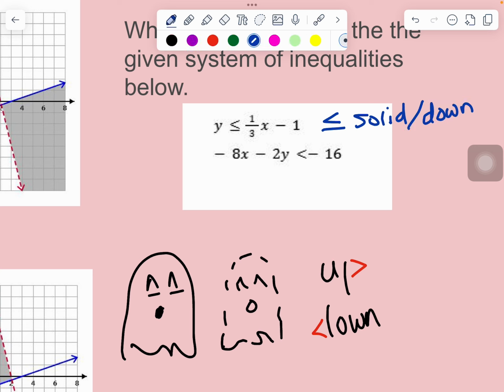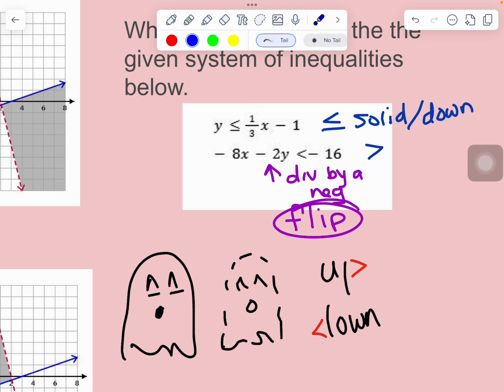Now, the second one is not y equals or y less than or greater than. So we would have to do Yolanda, but we're not going to do Yolanda. We're going to do a shortcut. We're going to say, would I divide by a negative? Yes, I would divide by a negative. And because of that, I need to flip it. This is important. I need to flip. So if I flip it, it would become just this.